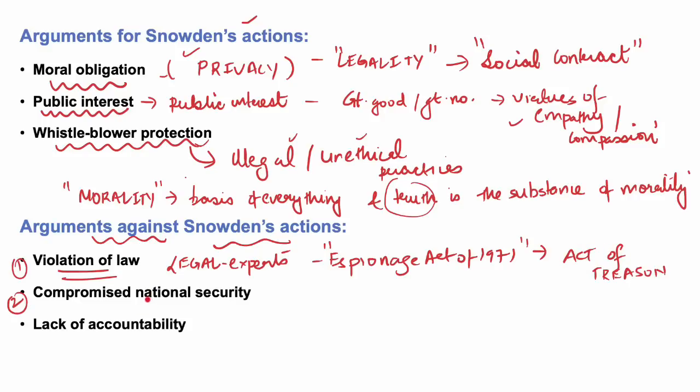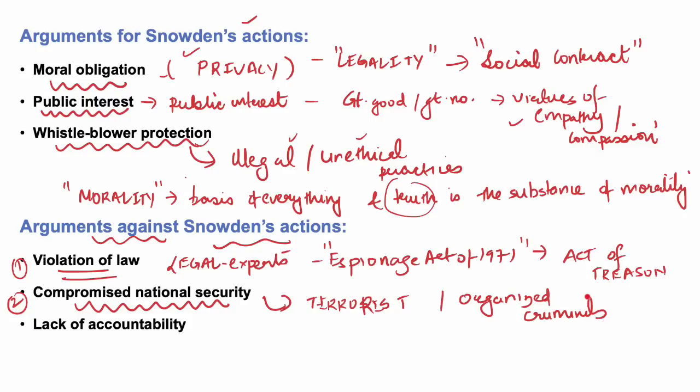The second argument against Snowden's action is that it compromised the national security and put the people at risk. It compromised the national security as it made the terrorists as well as other organized criminals aware of the techniques that have been employed by the government of the day, and thus compromised the national security of people at large. Because this technology was also used for legitimate purposes to protect and safeguard the interest of citizens at large. So thus the greatest good was also being served through these surveillance activities.